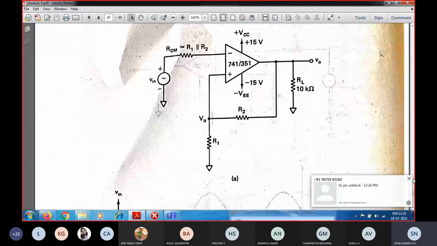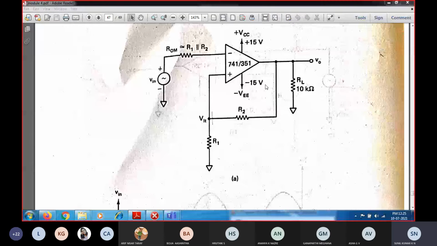The non-inverting terminal will be greater than the inverting terminal because the input voltage is 0 at present. The output voltage is 14, so plus 7 is given as feedback, which is the reference voltage at the non-inverting terminal. Since 7 volts is greater than 0, the output will remain in positive saturation, because non-inverting is greater than inverting.